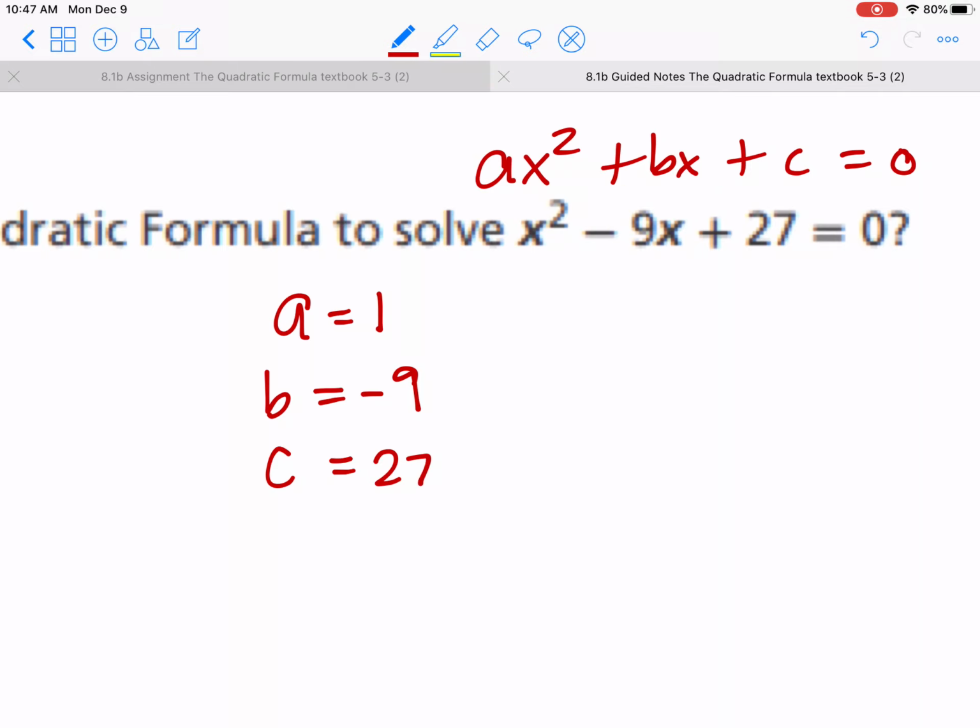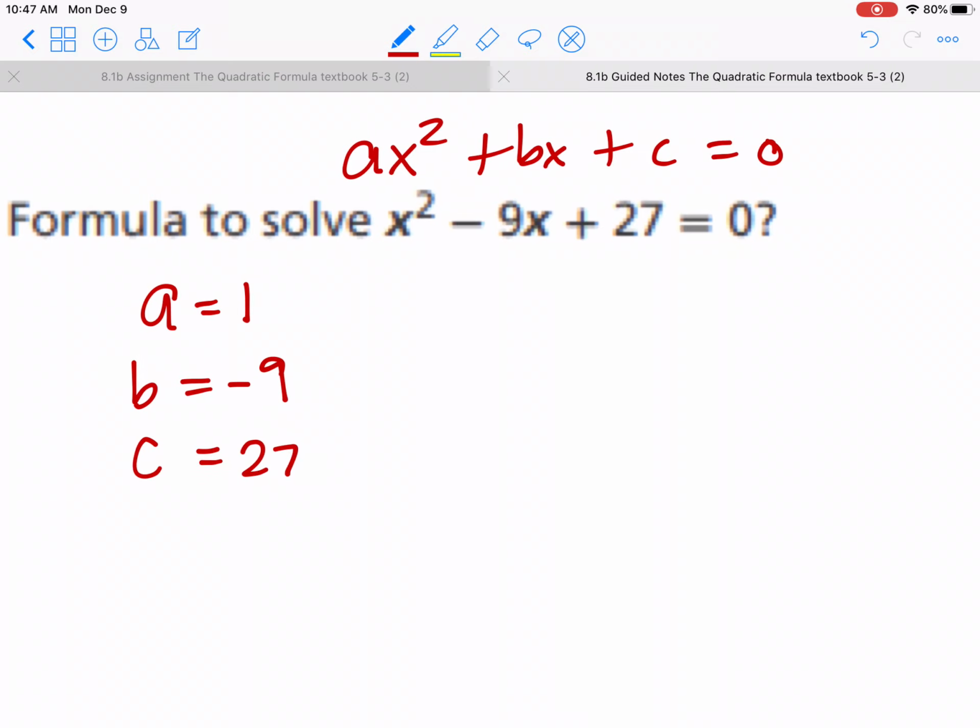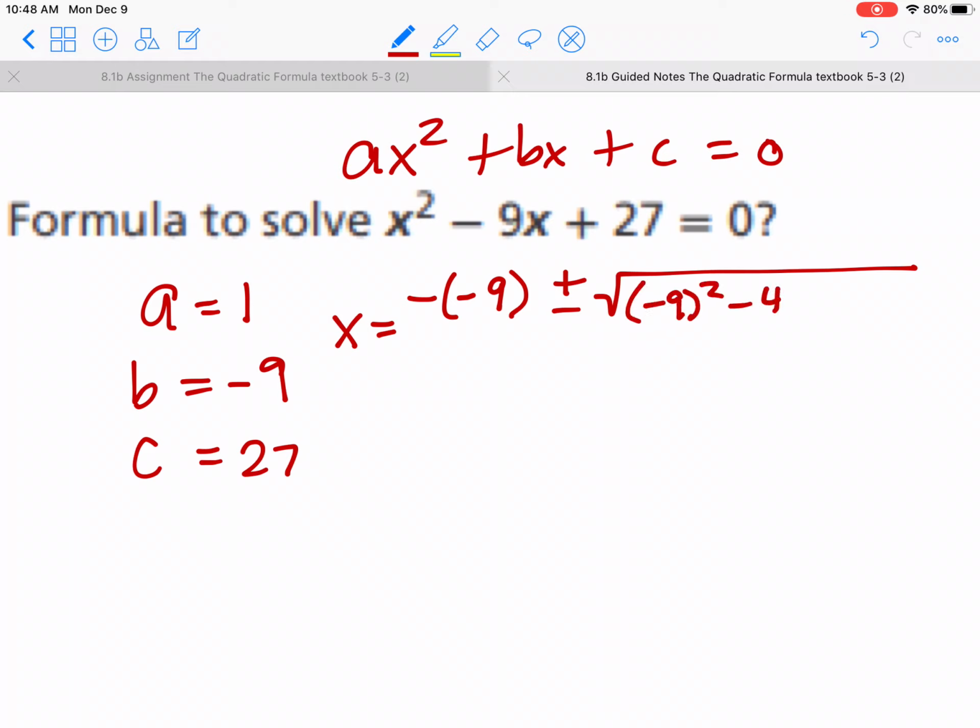Okay, so now we're just going to plug this into the quadratic formula. I think I have room here to do it. Let's do this. X equals -b. Everywhere I'm saying a letter, I'm going to put parentheses and the number that belongs in that place. X equals -b plus or minus the square root of b squared minus 4ac all over 2a.